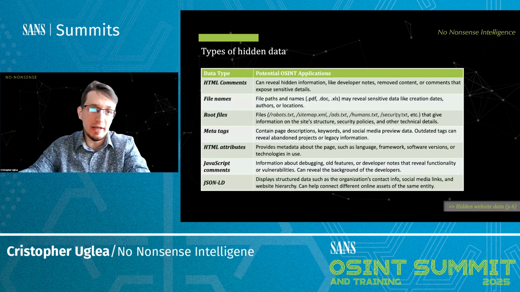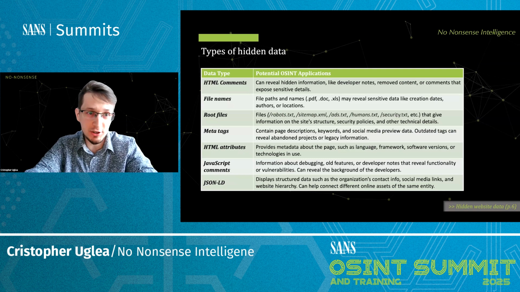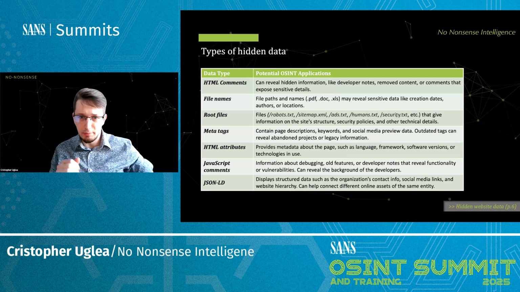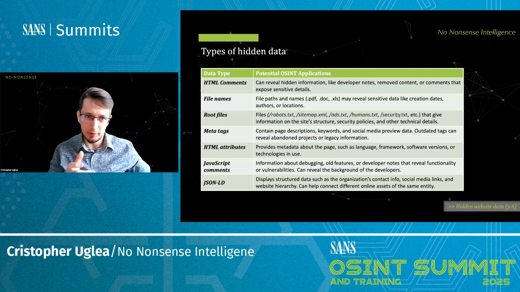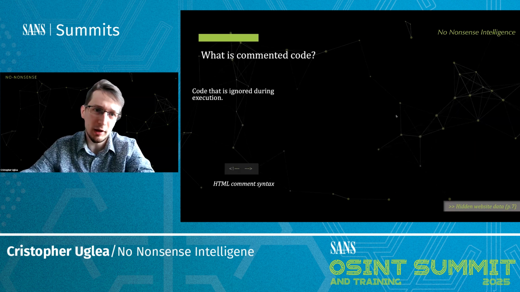The next slide shows the types of so-called hidden data that we're going to discuss: HTML comments, file names, root files, meta tags, HTML attributes, JavaScript comments, and JSON-LD. This will become much more obvious when I go through specific examples, so we don't have to read the definitions, because it will become obvious as I present. And we'll start with the first item, the HTML comments.